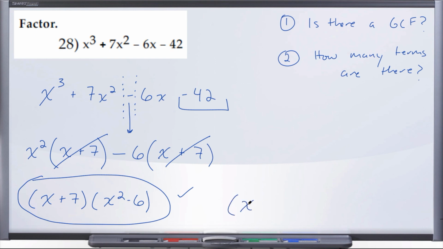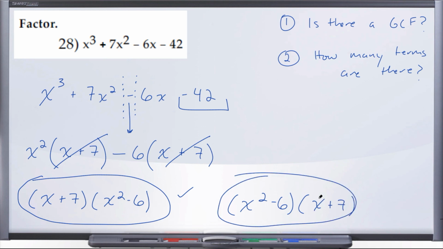We could have written x squared minus 6, x plus 7 first. Either way, both are correct. And I'm not sure what order the answer key has them in, but either order is fine. So there's number 28, our factor by grouping.